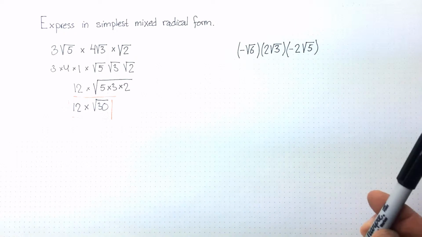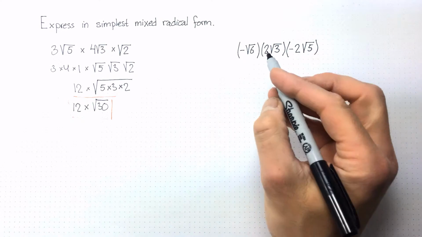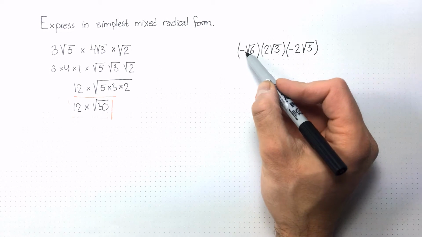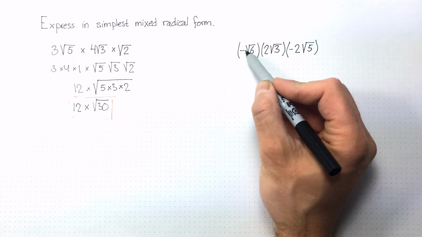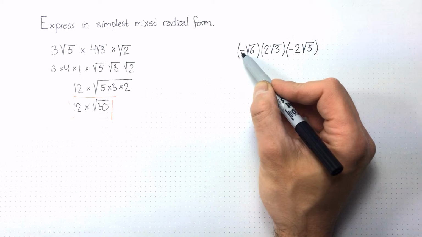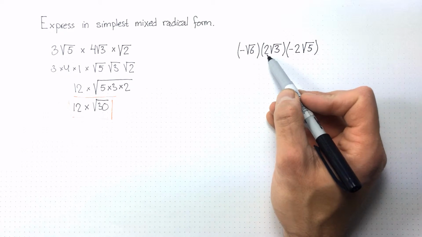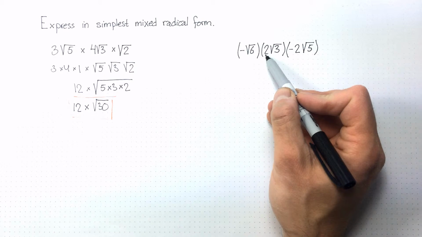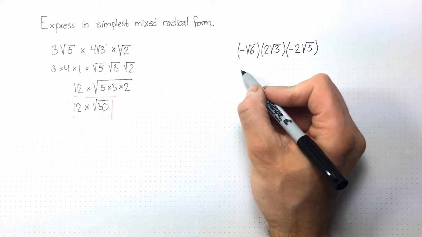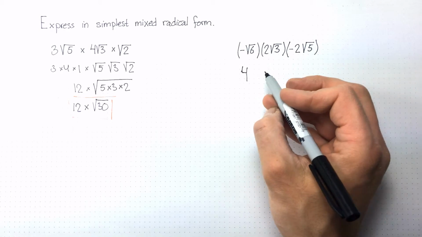Let's have a look at the second example. Here we are multiplying the coefficients. We usually don't put a 1 in front of the radical, but the minus sign here means that there's a -1. There's a 2 and a -2. So -1 times 2 is -2. -2 times -2 is 4. So we will have a coefficient of 4.